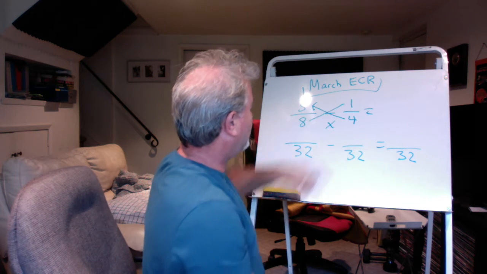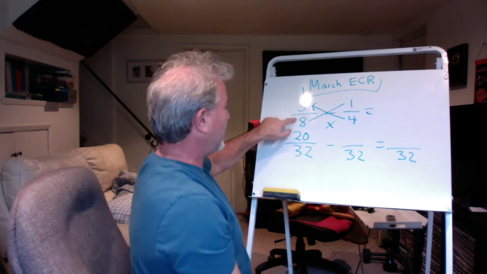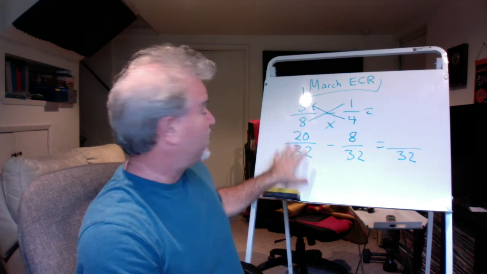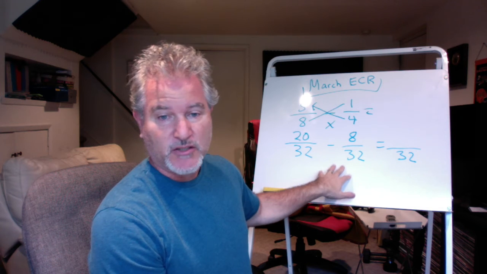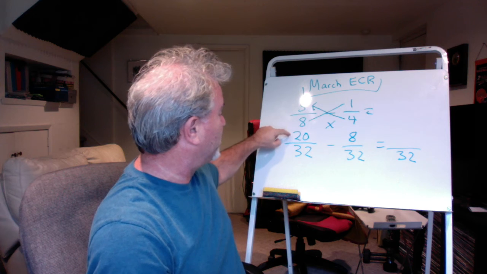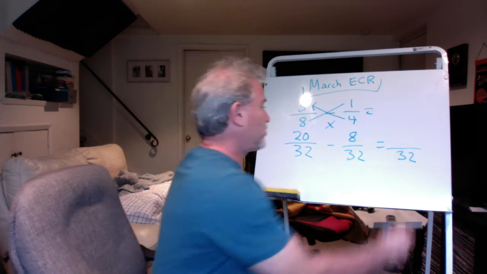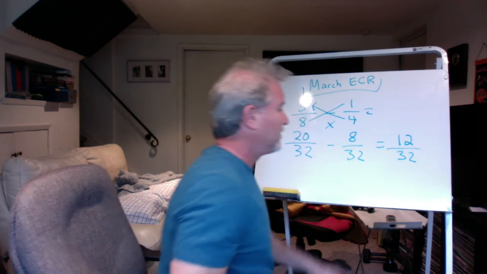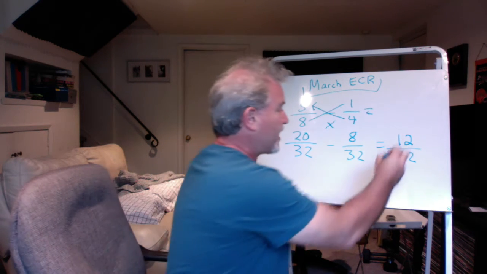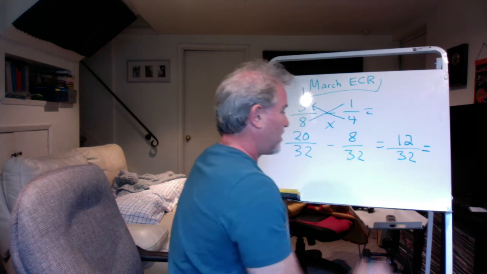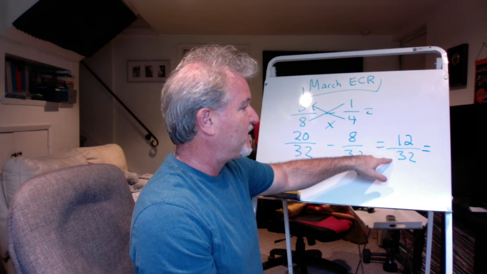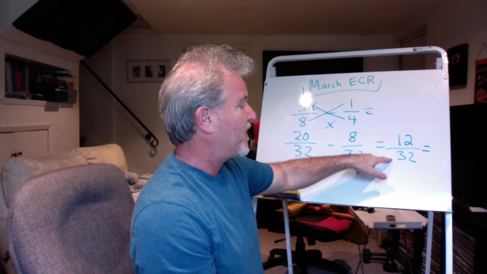So 5 times 4 is 20. And 8 times 1 is 8. And now we are ready to straight across subtract the fractions, because we have the denominators being the same. So now we simply do 20 minus 8 is 12. And that's our answer. And if you want to further reduce it, you can reduce 12 over 32. So we know we can cut it in half to 6 over 16, and we can cut that in half to 3/8.